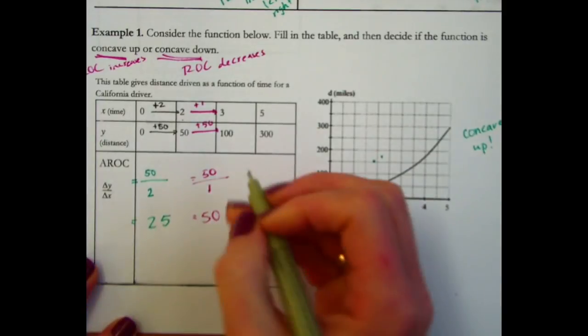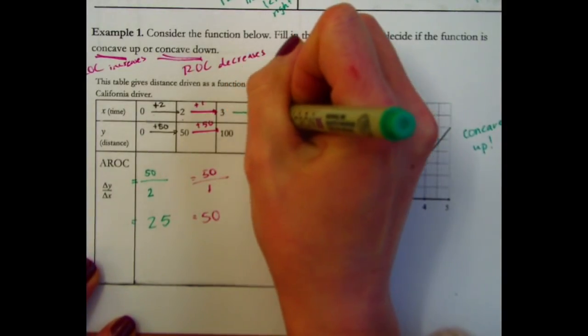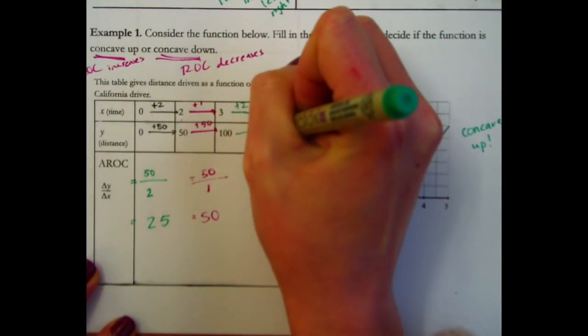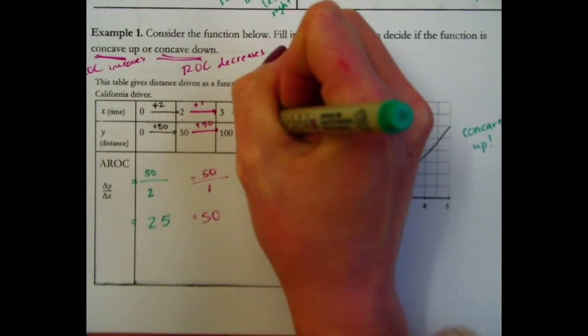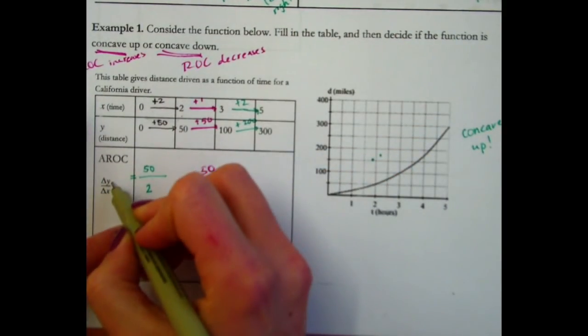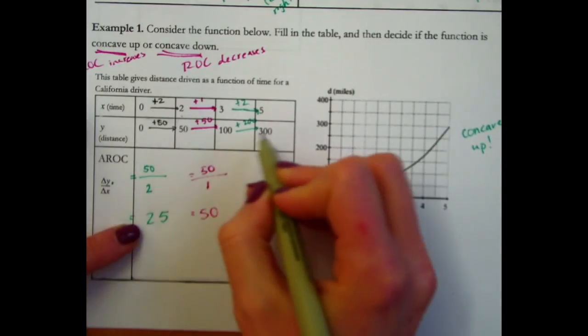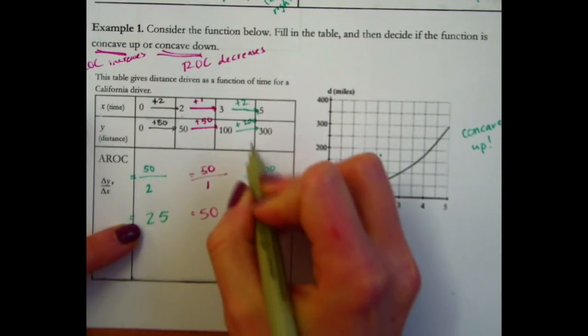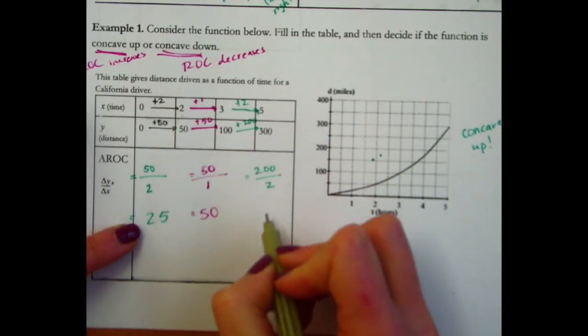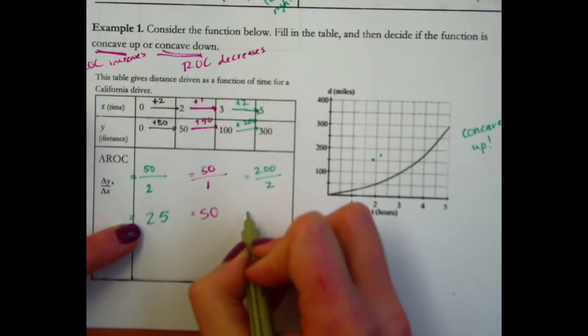All right, for the next part in my table, from 3 to 5 is plus 2. From 100 to 300 is plus 200. So my change in y, using this equation again, is 200. My change in x is plus 2. 200 divided by 2 is 100.